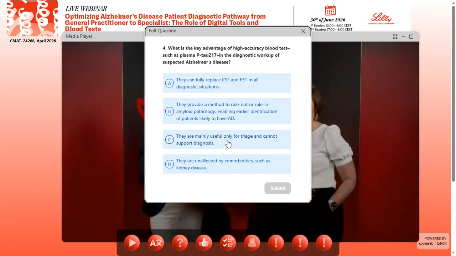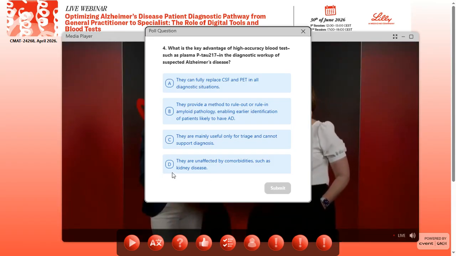And to provide you the correct answer, the previous question was answer C, and the question on blood test is answer B, the correct one.